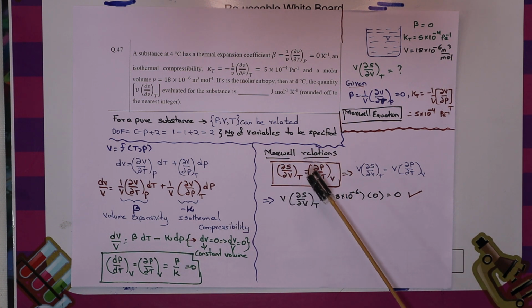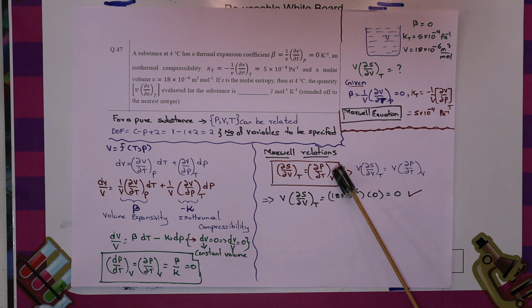One of the Maxwell relations is that ∂S/∂V at constant temperature T equals ∂P/∂T at constant volume V. That means if you know ∂P/∂T at constant volume, the value of this expression will be equal to ∂S/∂V at constant temperature. This is what the Maxwell relationship says.